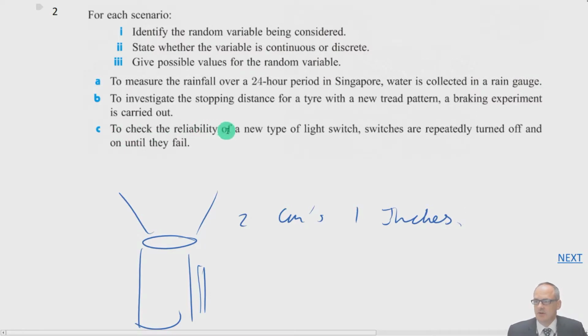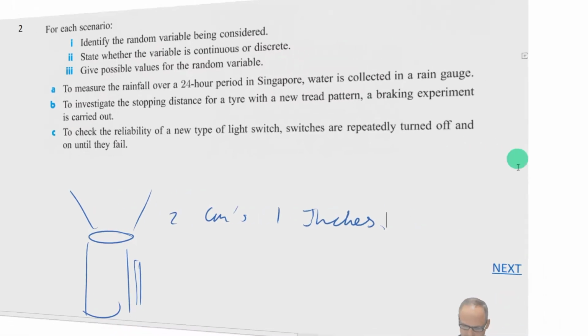To check the reliability of a light switch, it is repeatedly turned off and on until it fails. So we are counting now, and if we're counting, we have a discrete random variable. The random variable being considered would be the number of times we turn it on and off before it fails. As for possible values, we're probably looking for tens or hundreds of thousands of switch turns on and off before it fails. We certainly wouldn't want it less than that.